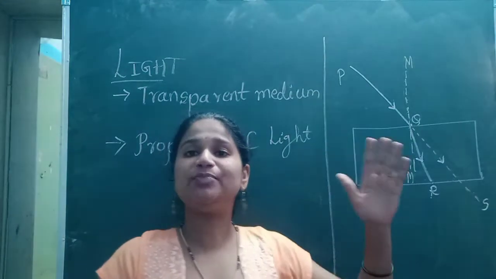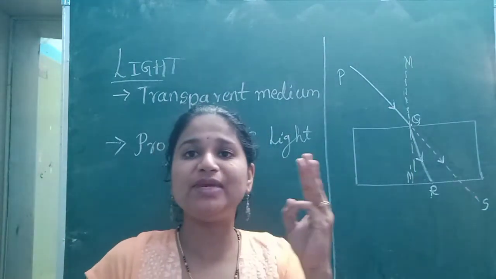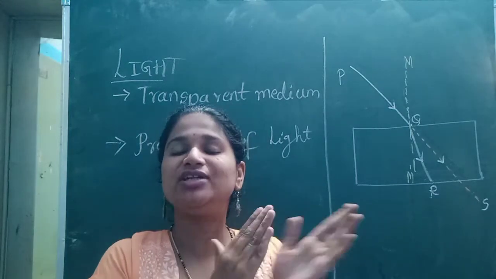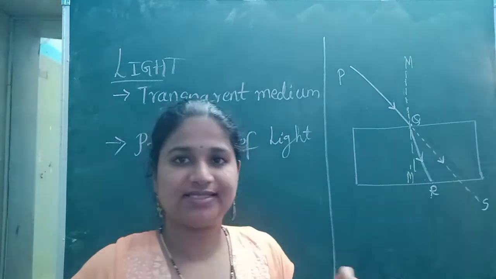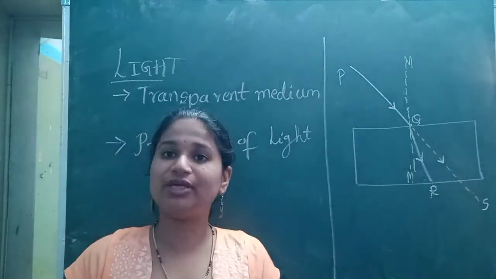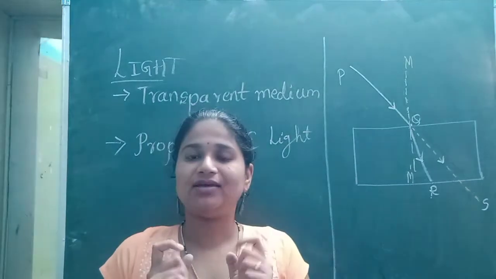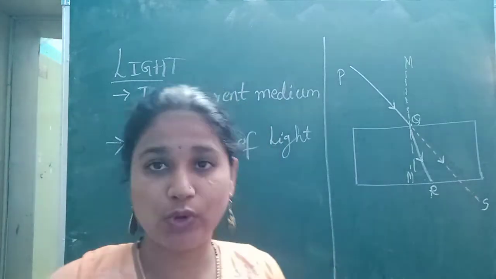In the previous sessions I have told you we have a lot of properties of light. The three main properties are reflection, refraction and diffraction, right? Now today we are going to learn about one more property of light. For that, let me consider an activity which you can do at your home also.